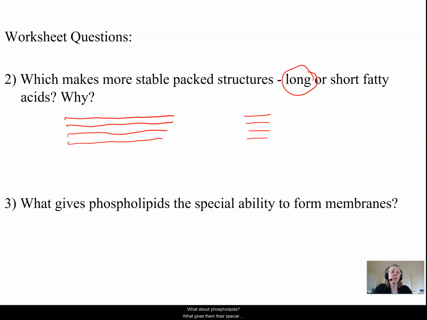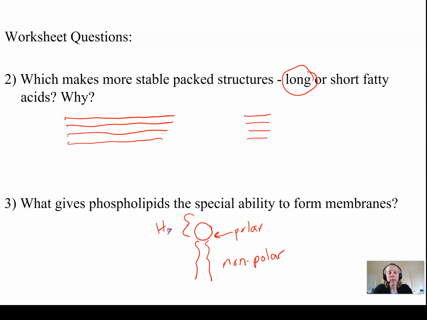All right, what about phospholipids? What gives them their special ability to form membranes? So it turns out it's the fact that they're amphipathic. So here's our phospholipid. It has a polar head and then nonpolar tails. The polar head is going to interact well with water.